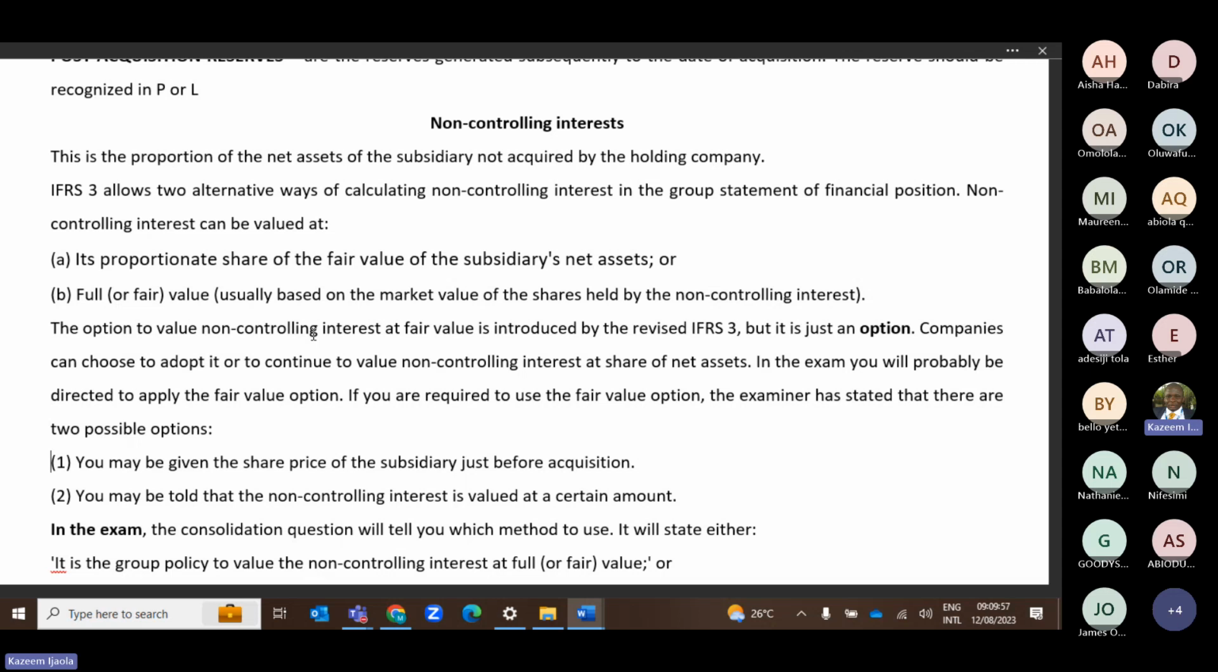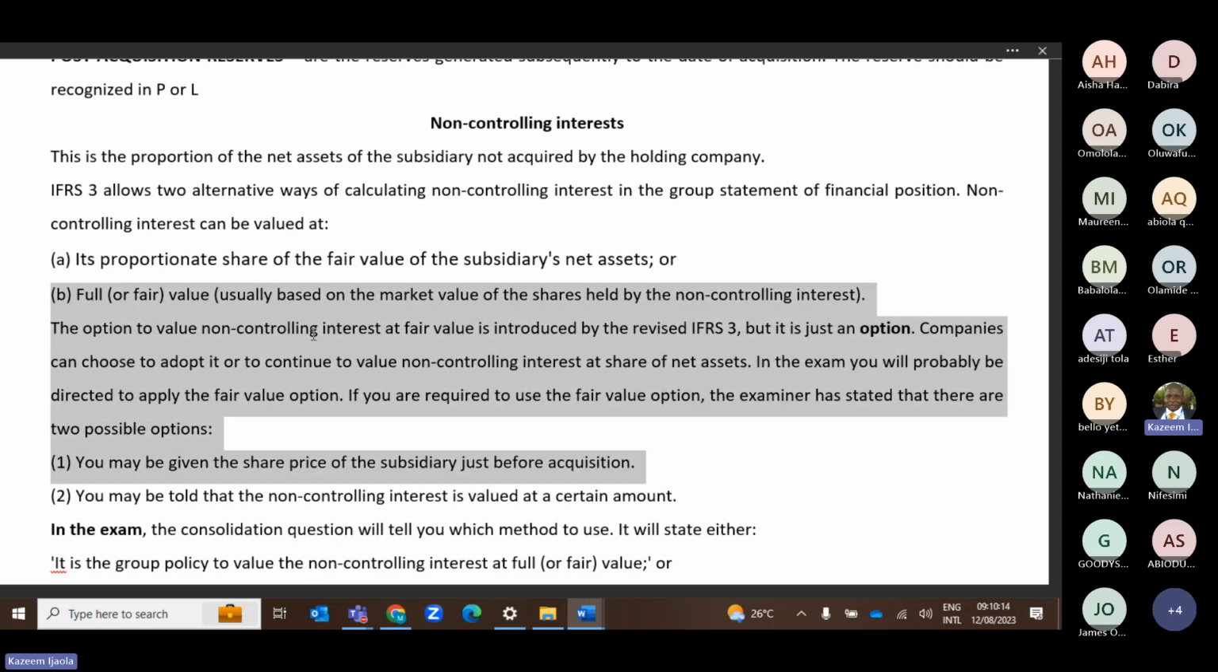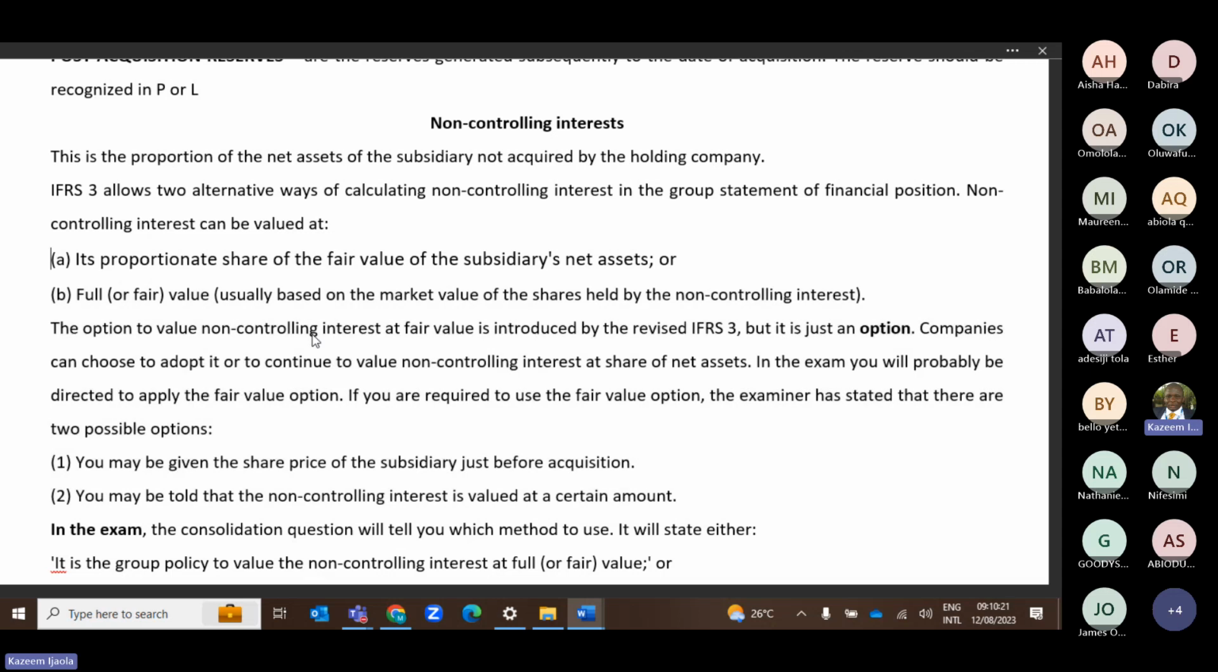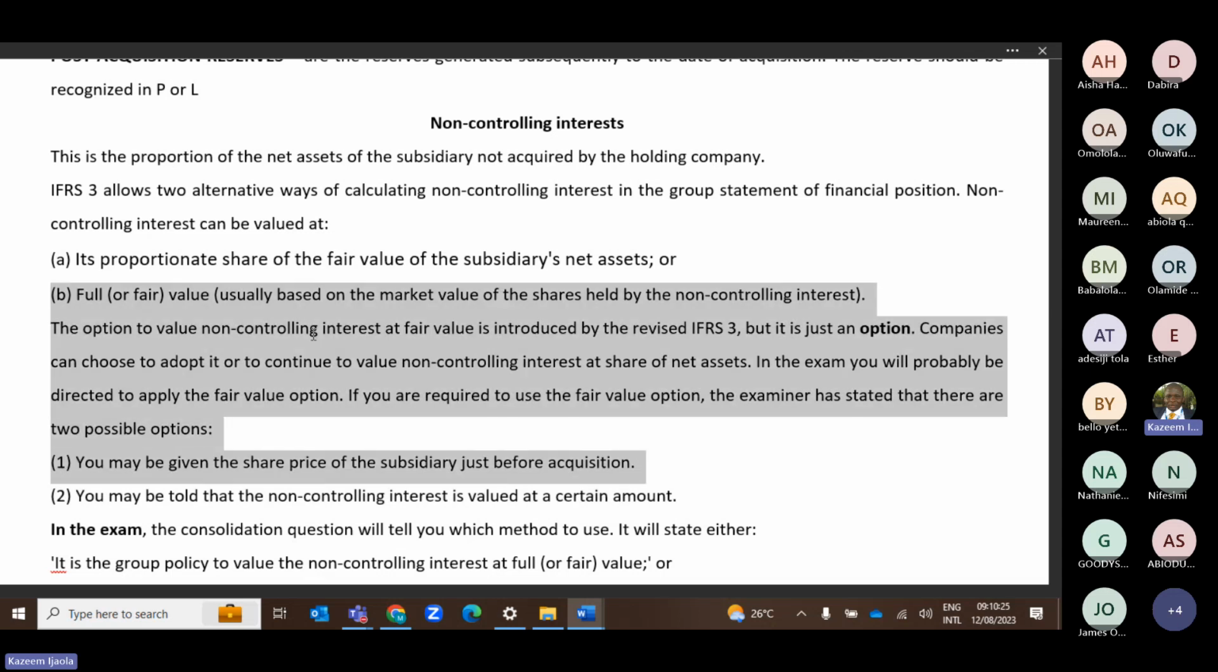Note that before you can use the second method, the fair value or full goodwill method for your NCI, they have to give you either the fair value of the NCI itself, or the market price per share of the subsidiary. One of those two must be given for you to be able to use the full goodwill method. If neither is given, you can't use your full goodwill method.